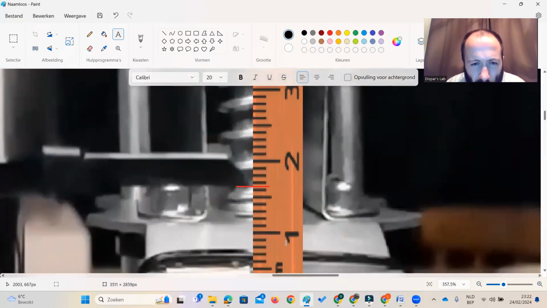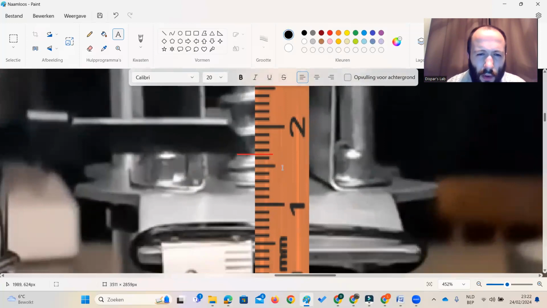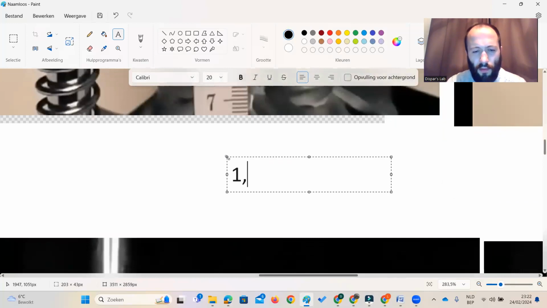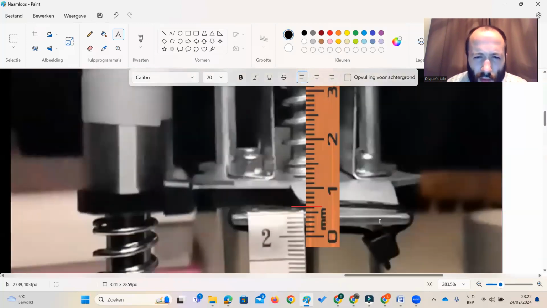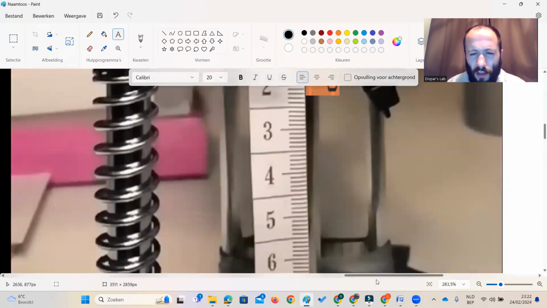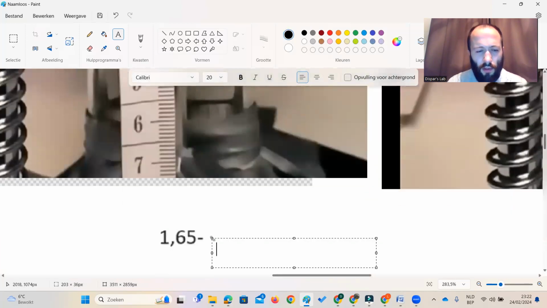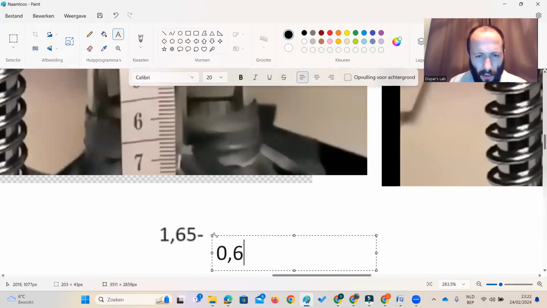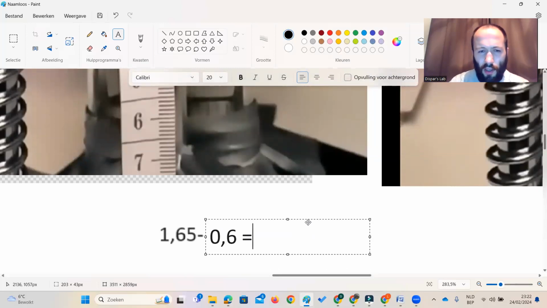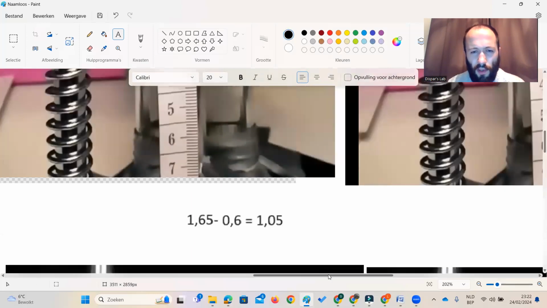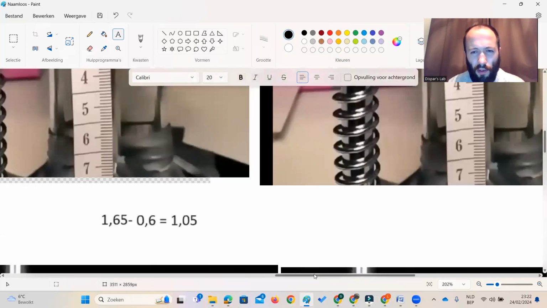And now the next trial, the initial height is 1.65. 1.65 minus, over here we have 0.6, clearly 0.6. So we have the same result. 1.65 minus 0.6 equals 1.05. So these are the same displacements, 1.05, 1.05.